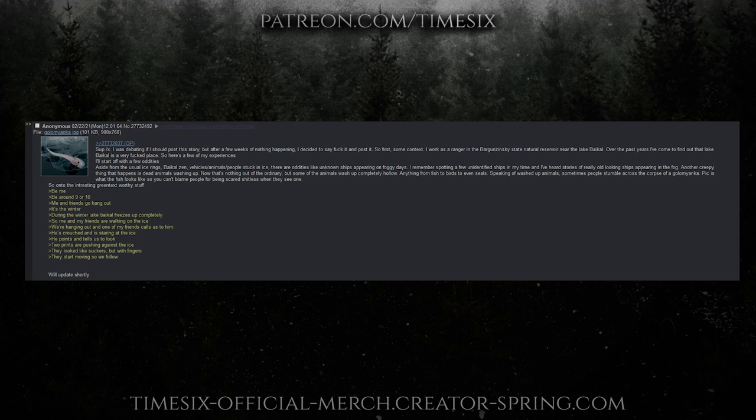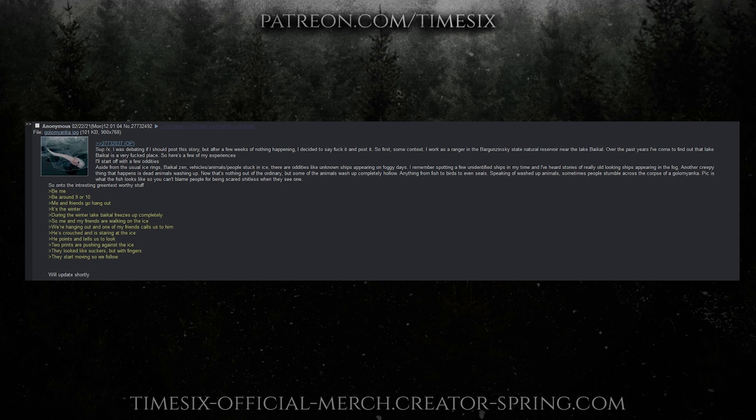I'll start off with a few oddities. Aside from the usual ice rings, Baikal Zen, vehicles, animals, people stuck in ice, there are oddities like unknown ships appearing on foggy days. I remember spotting a few unidentified ships in my time, and I've heard stories of really old-looking ships appearing in the fog.